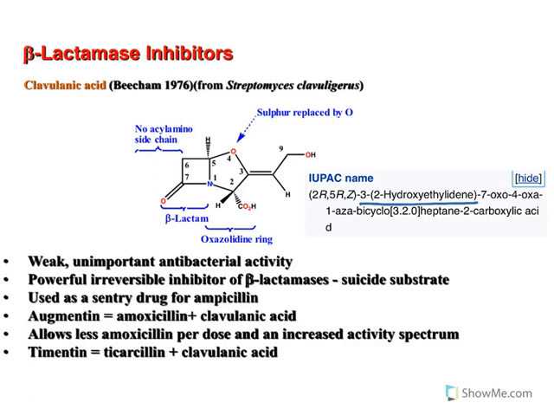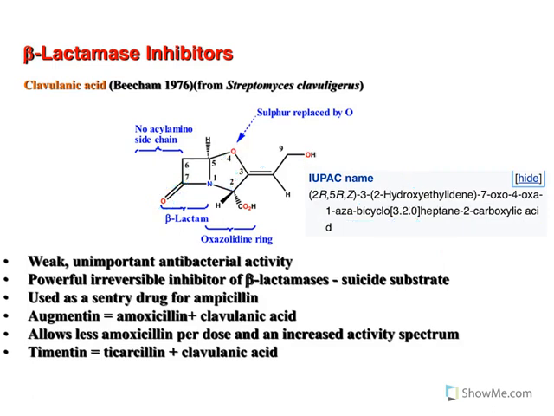At third position, 1, 2, 3, at third position you have a 2-hydroxyethylidene group. See, this is 2-hydroxy and this one is ethylidene group. And at 7th position, oxo substitution is there. Now the ring is 4-oxa, 1-aza bicyclo[3.2.0] heptane, 7 atoms make this ring, and 2-carboxylic acid. At second position, carboxylic acid is there.